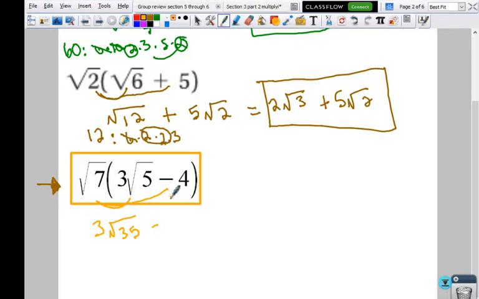So that's it? These two can't be split up in any way. Oh, is that the answer?